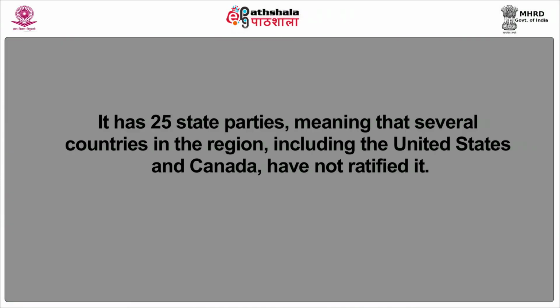In 1969, the OAS adopted the American Convention on Human Rights. Unlike the Declaration, the Convention is a binding instrument that requires ratification before obligations can be imposed on state parties. It has 25 parties, meaning that several countries in the region, including the United States and Canada, have not ratified it. Both instruments protect some economic, social, and cultural rights.